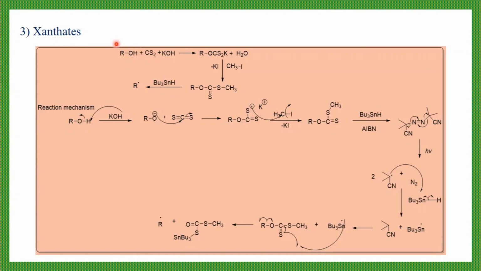Normally if you irradiate alcohol, you will get the alkoxy radical, not an R radical. So this is the drawback. But when you convert it into xanthate and react that xanthate with tributyltin hydride, you will get this alkyl radical. This is the application of tributyltin hydride. So we'll see its reaction mechanism, how we can convert this alcohol into alkyl radical.